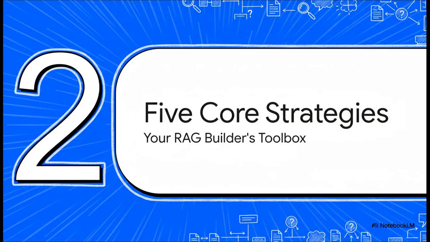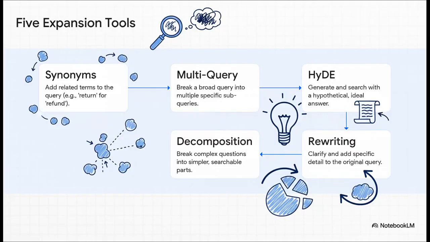But here's the good news. We have solutions. Think of it like a toolbox, filled with 5 really powerful strategies designed to tackle this vague query problem head-on. Each tool does something different, and learning when to use each one is the secret to building a truly world-class RAG system. So what's in this toolbox? Here's our roadmap. We've got synonym expansion, multi-query generation, hypothetical document embeddings, we'll call it HyDE, query rewriting, and query decomposition. And to really get a feel for how these work, we're going to do a deep dive on 2 of the absolute most powerful ones, HyDE and multi-query.